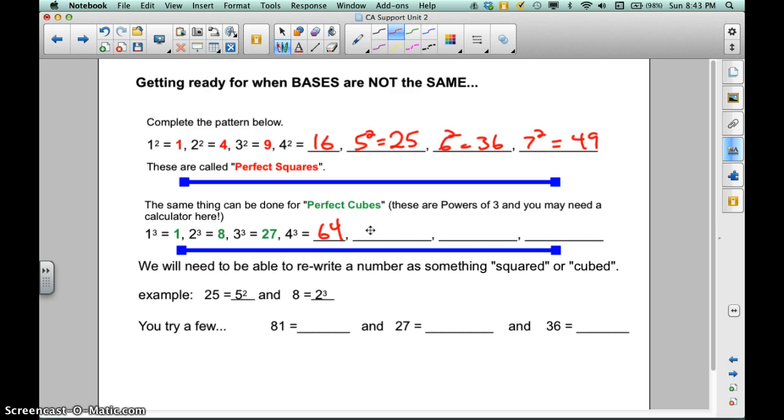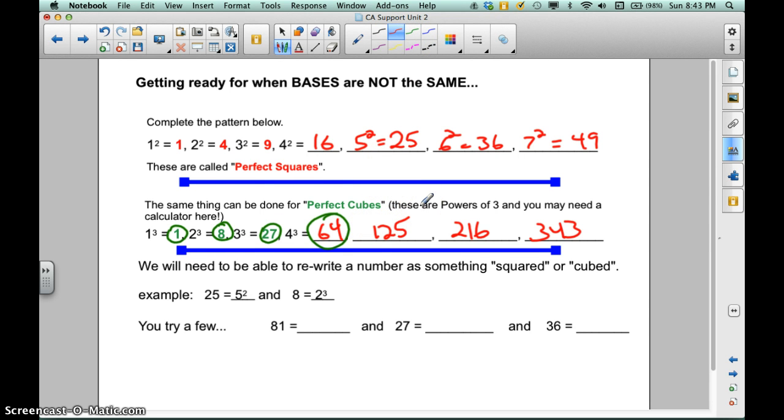5 to the power of 3 is 125. 6 to the power of 3 is 216. And 7 to the power of 3 is 343. Now you can keep going with these, but I will tell you that you are most likely to see 1, 8, 27, and maybe 64 come up in this course. We don't expect you to recognize off the top of your head really beyond that in the perfect cubes.